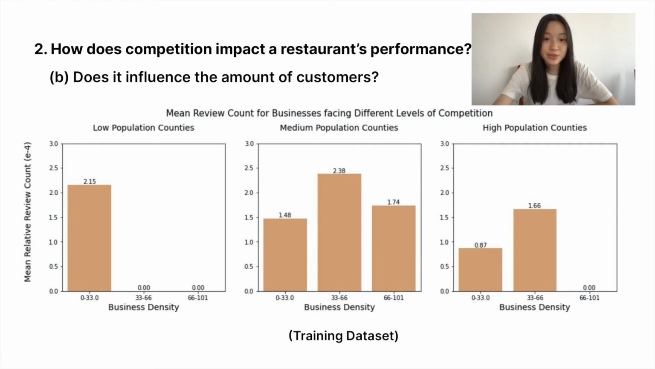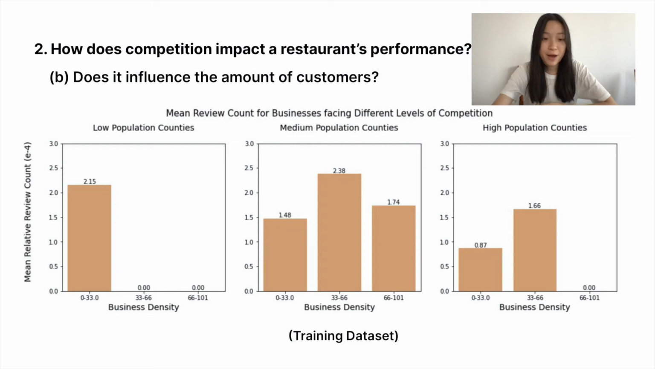We see that for counties with small population, the analysis is not really applicable because all businesses in those areas face little to no competition. For counties with a medium population, restaurants facing moderate competition have more visitors than those facing too little or too much competition, and this aligns with our intuition.